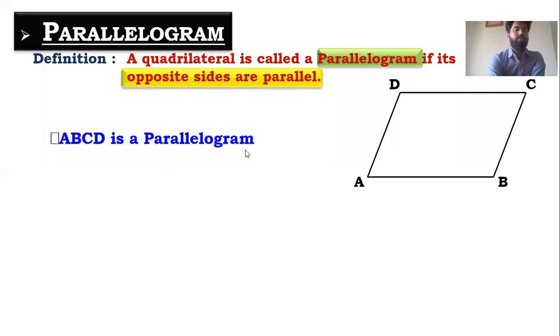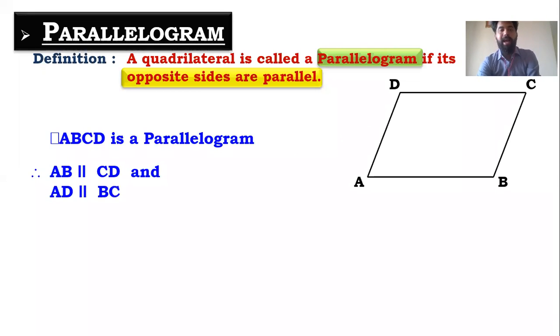All right. So AB and CD are parallel to each other, and AD and BC are also parallel to each other because they are opposite sides. They are in front of each other. Okay? So for a quadrilateral to be a parallelogram, its opposite sides have to be parallel. Understood? Yes? Perfect.